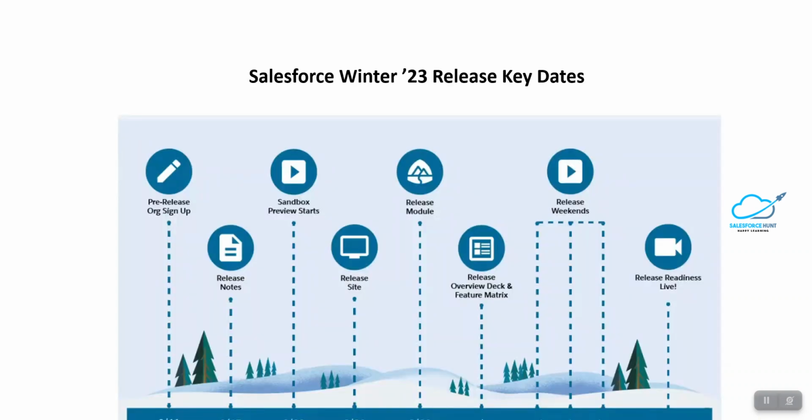Now you can see the Salesforce Winter 23 release key dates. Pre-release org sign up is on the 11th of August. I already signed up with the pre-release org, and the release notes will come on 17th August. Sandbox preview starts on 26th of August. Release site 26th of August. Same for the release Trailhead module: you can learn new features in Trailhead on 26th of August.